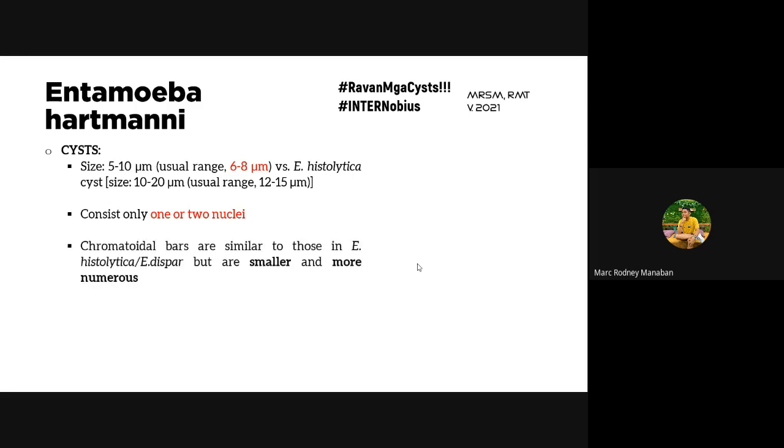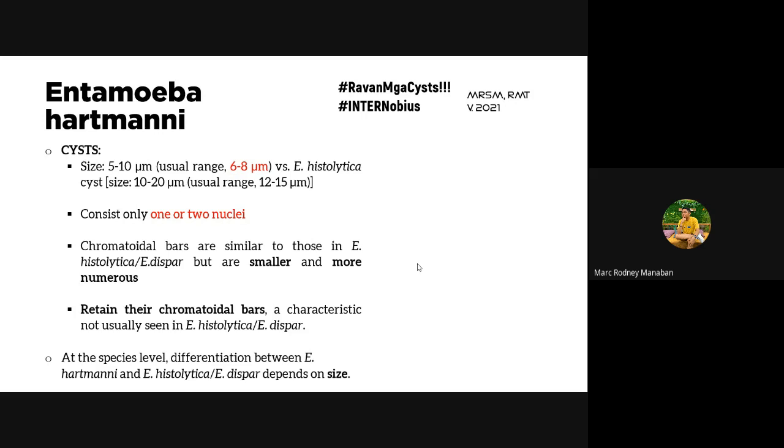Chromatoidal bars, nuclear characteristics, and cytoplasmic characteristics are similar to E. histolytica, but the chromatoidal bars of Entamoeba hartmanni are more numerous and smaller. So they are smaller and more numerous. Aside from that, they can retain the chromatoidal bars as they age, because majority of the chromatoidal bars of cysts vanish once the cysts become mature. Okay?